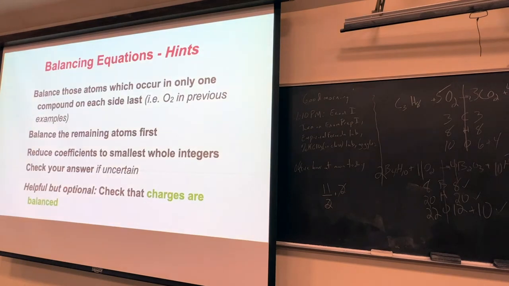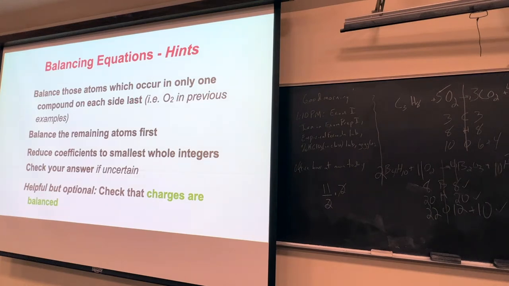When you're balancing reactions, try to balance those atoms which are only in one species last. So like O2 is good. If you have a whole bunch of compounds, then the smaller number of atoms would be my recommendation. In the last examples I did with boron and propane, oxygen was a good example.